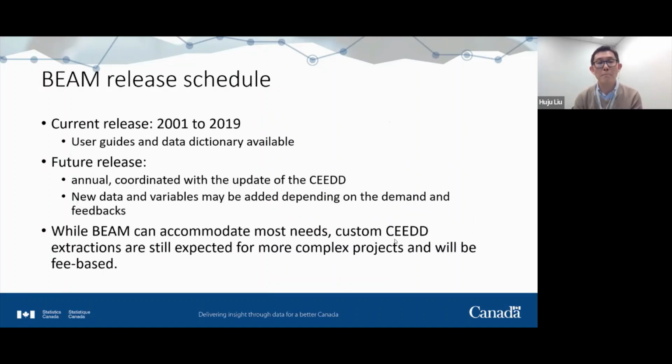So the BIM, I think it's in the process of being released either this week or next week. The RDC should be sending out the notes for researchers. The current release will cover 2001 to 2019, and we have provided the user guide on some of the things I already talked about, and also some useful tips on different files, and we also provide a data dictionary for each variable.